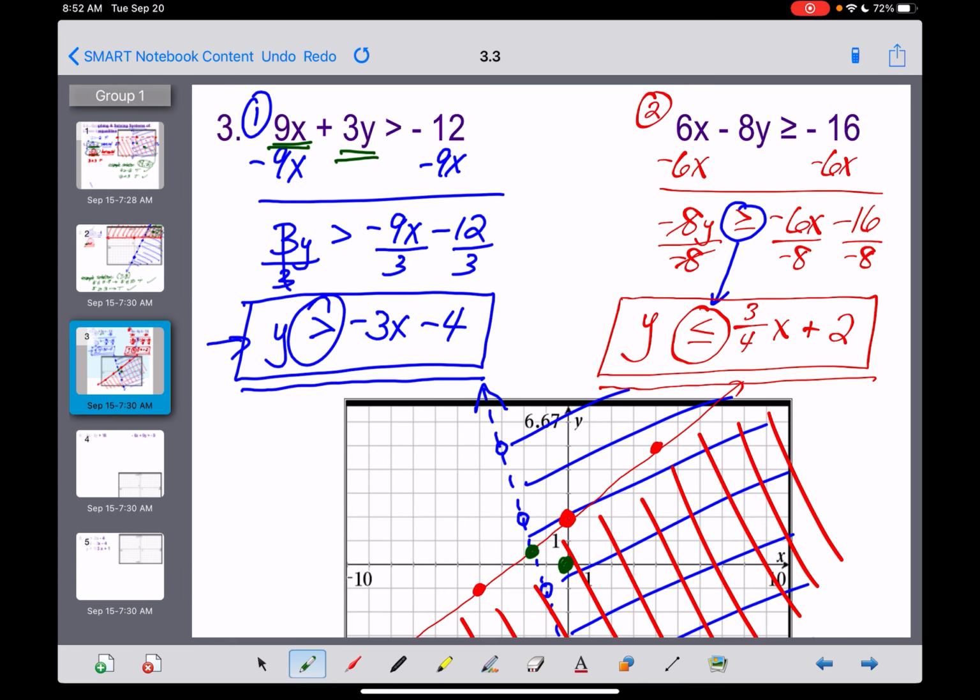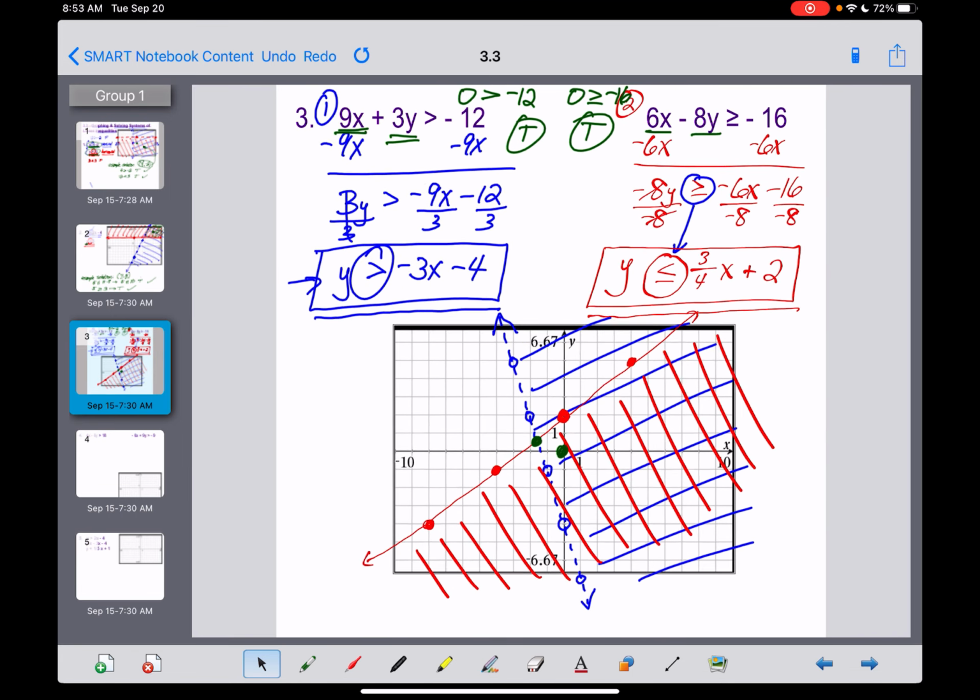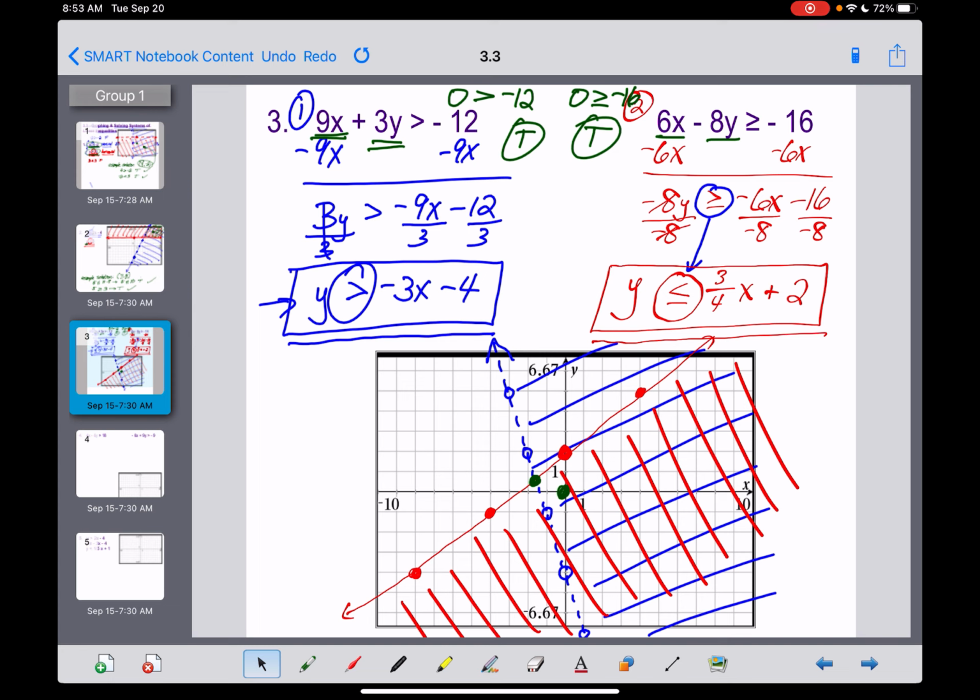So testing the origin here, in the first inequality, we get 0 is greater than negative 12. True or false? That one's true. So I feel pretty good so far. Now let's test it on the right. 6 times 0 is 0. 8 times 0 is 0, and 0 minus 0 is 0 again. We get 0 is greater than or equal to negative 16. That one is true as well. So I chose a point, the origin, a really easy one to work with, that was in my double shaded region, and that point, when I went back and checked, did satisfy both of the original two statements, so I feel really confident about my answer right now.